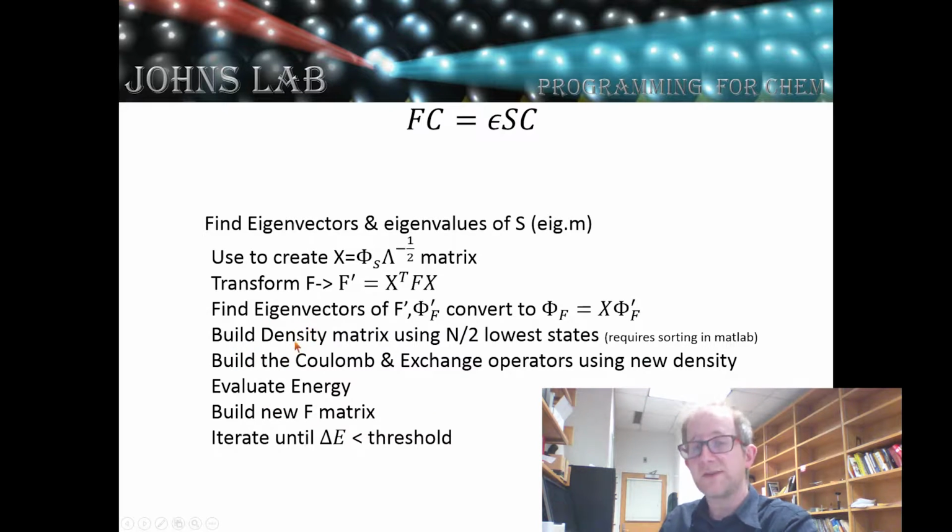Once we have a density matrix, we're going to build our Coulomb and exchange operators using this new density matrix. Once we have our new Coulomb and exchange operators, we can have a new Fock operator. We'll evaluate the energy, and then we'll do this whole process over again. We're going to keep iterating over these steps until our delta E is below some threshold value, and we're going to say 10 to the minus 6 Hartrees. Okay, and that's going to be our plan of attack.